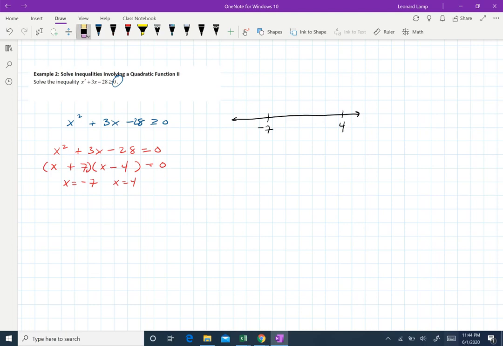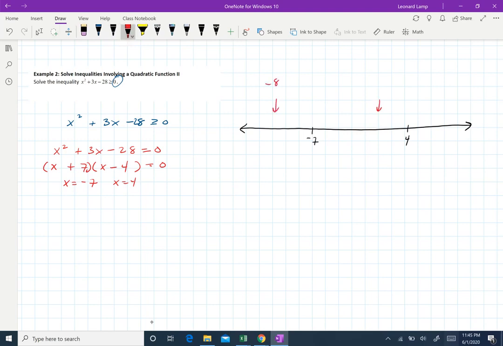So here's my, let me extend this a little bit. All right, that's just horrible. Let me just do it again. Okay. Draw my number line. Place -7 down. Place +4 down. Okay, and then I need test values. So -8, 0, and let's say 5. Those are my test values. Okay. So I'm going to plug them into the factored form of this.